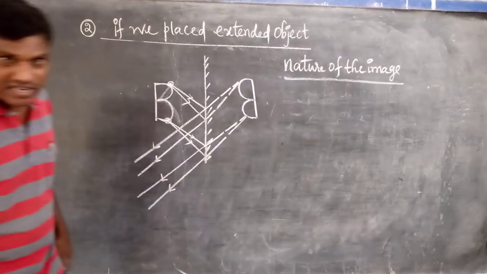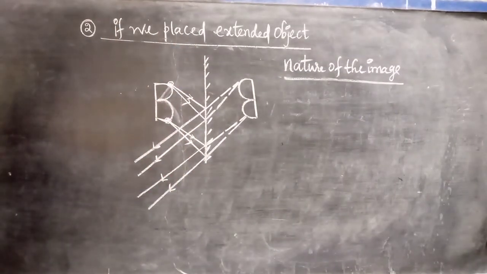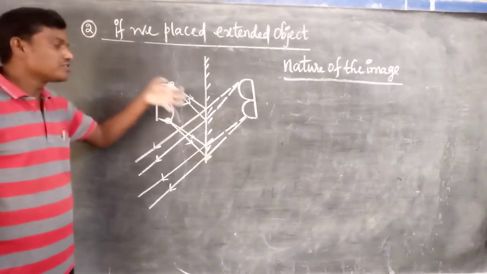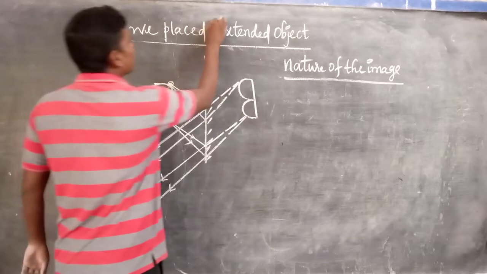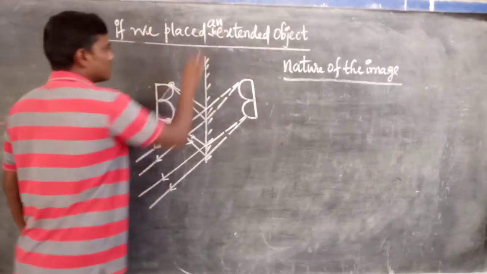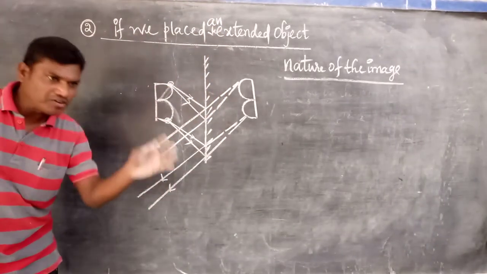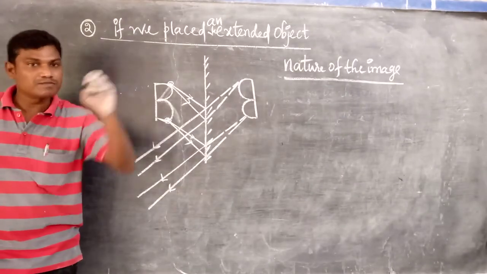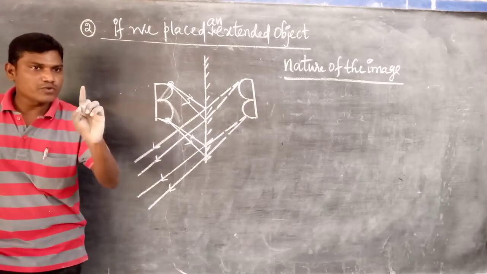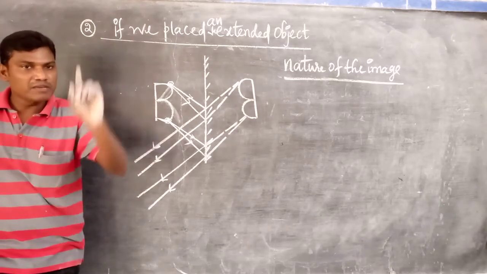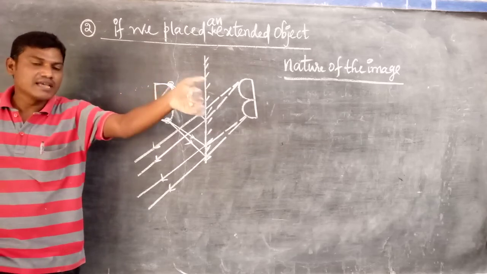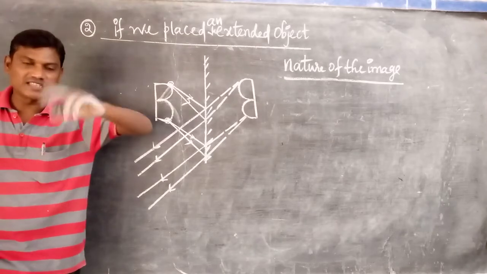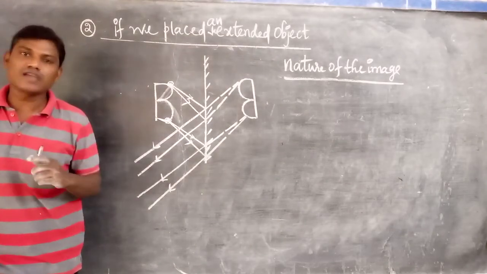What is the main difference we observe when we place an extended object or a point size object? For the point size object and the extended object, there is one small difference you observe. In the point size object, what is the nature? A virtual, erect or upright image. The image will be formed behind the mirror. The size of the object is the same as the size of the image.